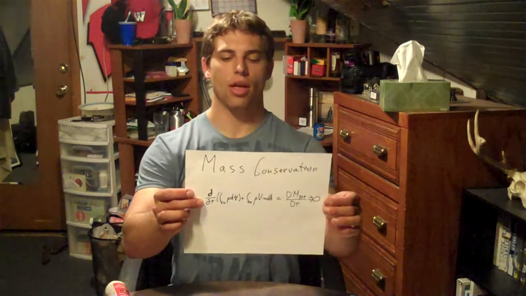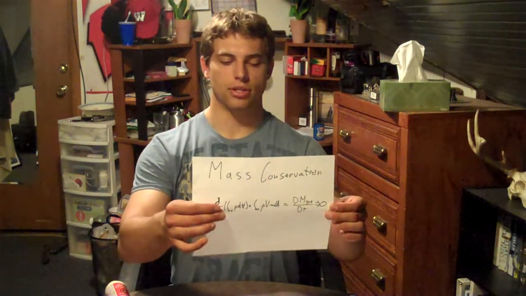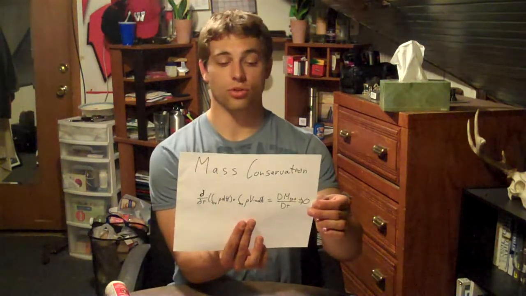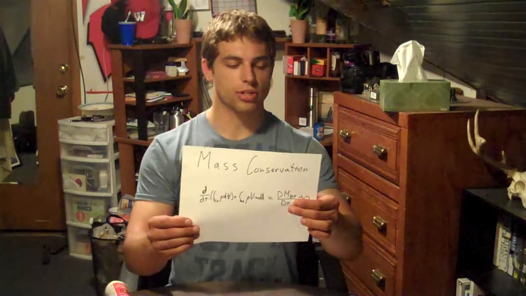So, we start with the mass conservation equation. This means the change in mass over the control volume and the change in mass of the control surface equals the change in mass of the total system. For this, we're going to say that the change in mass of the total system stays 0, and we're also going to assume steady state conditions, so that means the change in mass of the control volume is also 0.